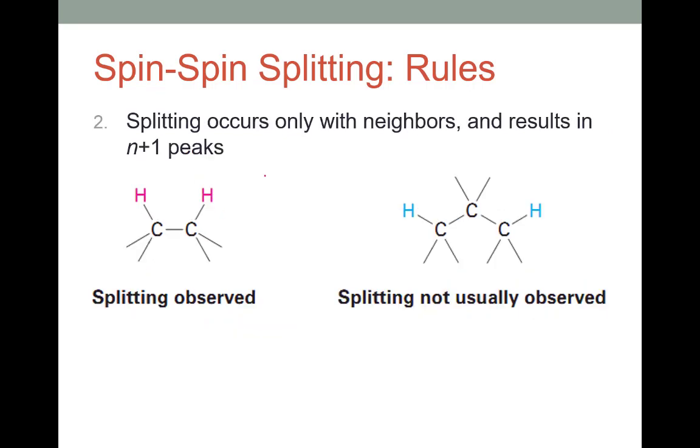Splitting occurs only with neighbors, and it results in n plus 1 peaks. So what this slide is trying to show us is that these two, I wish these were different colors, these two protons would potentially split one another. They're close enough to have that local magnetic influence, but once we get 2 steps away, we typically don't see it. There are some kind of advanced cases where you sometimes might see long-range splitting, but for our purposes, we're going to say that doesn't happen. So only first neighbors.